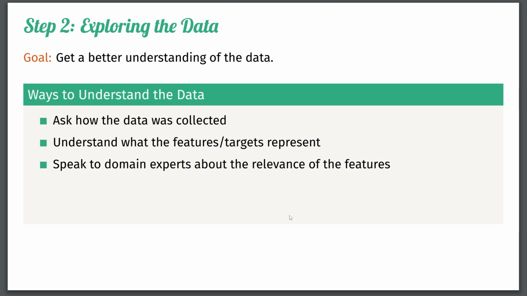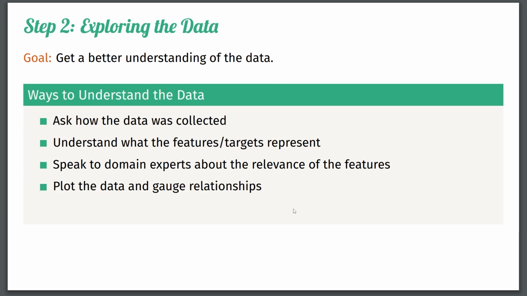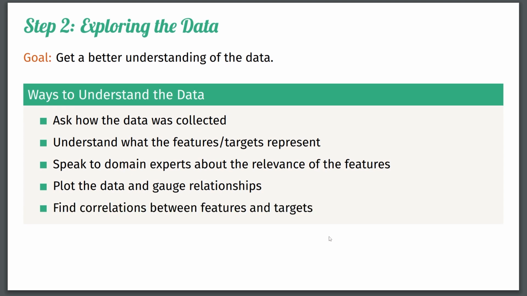You should speak to domain experts about the relevance of the features. So when selecting which features to keep and push forward with, you should definitely speak to people who know their stuff about the data at hand. A good idea is also to plot the data to gauge some relationship between the features and the target. Finally, you can also find correlations between features and target as another way to find out this relationship of which features affect the targets.